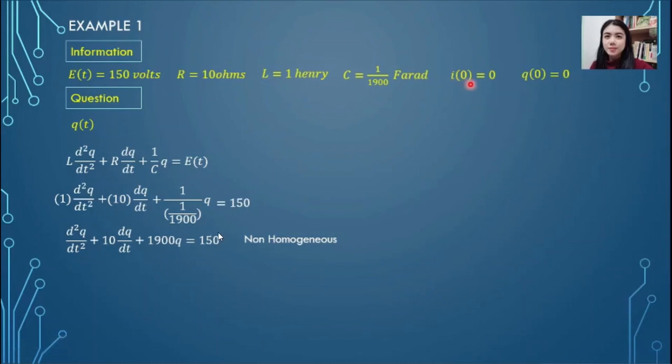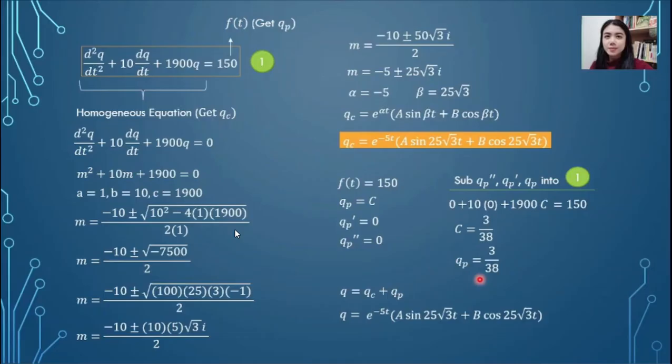So notice that E(t) is 150. So we can say that this equation is a non-homogeneous differential equation. So what are we going to do to solve it? Well, we have to separate it. First, we only solve the homogeneous part. We can solve it by using the characteristic equation. By using the simple quadratic formula, you can get the roots, which are -5 plus or minus 25√3 i.